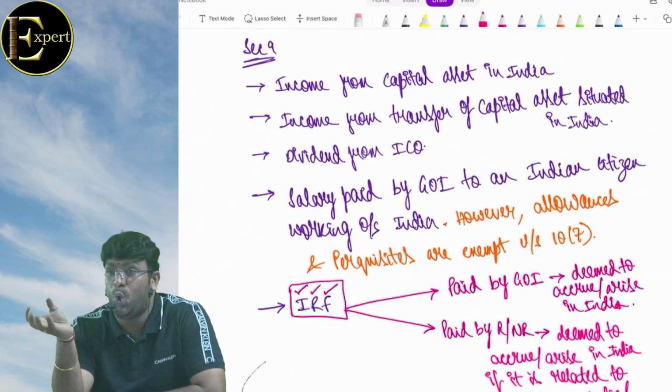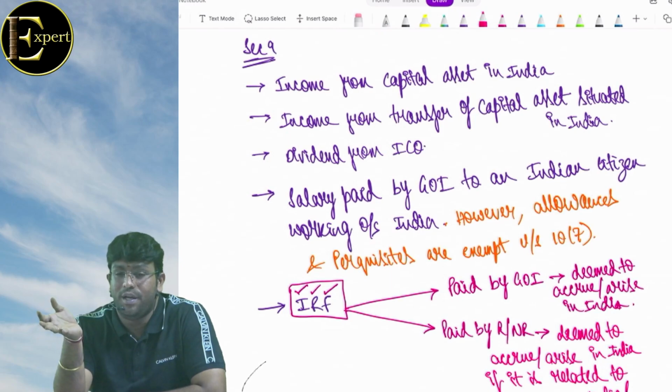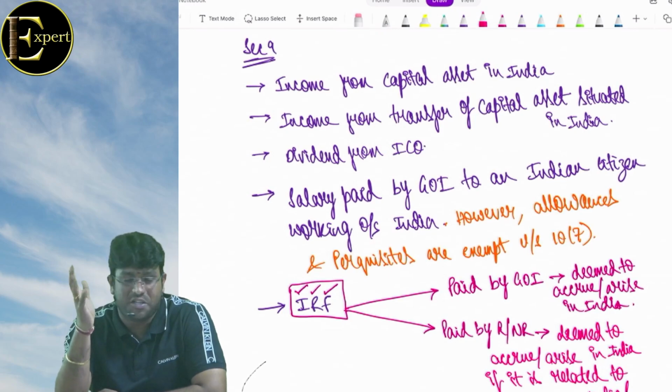दोस्तों बोलो, पक्का clear? What is section 5? What are the two types of income?